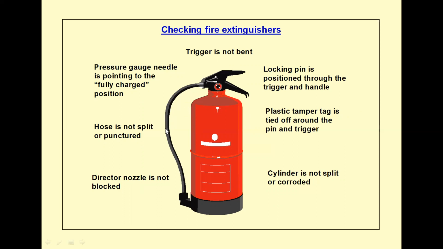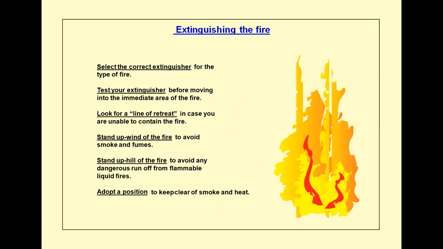The hose should not be cut or punctured, and this hose should not be blocked by any foreign materials. Also, there should be a pin, and every month it has to be checked for any damages. Also, there will be third party certification involved here. Every 3 months, it should be checked by a competent authority to let us know that it could be used in a real life situation. Also, there will be a plastic tag tied around the pin and trigger, and the cylinder should not be corroded at any cost.